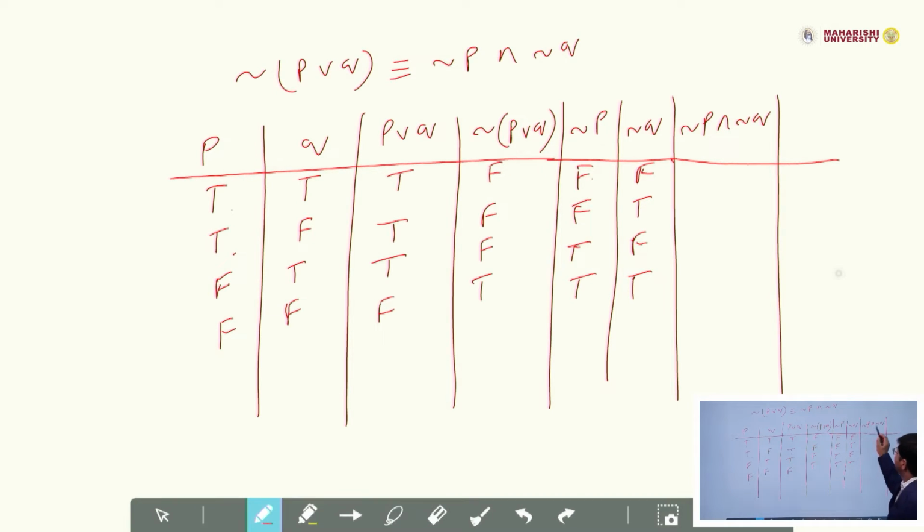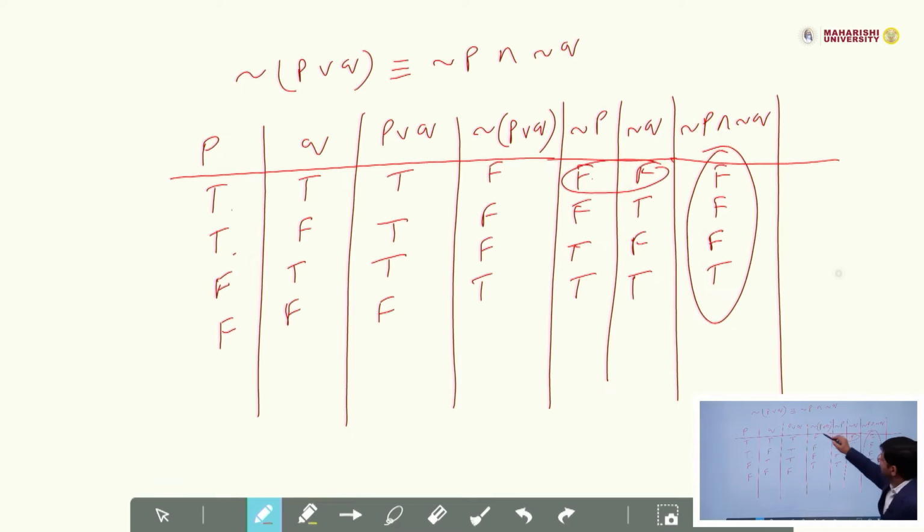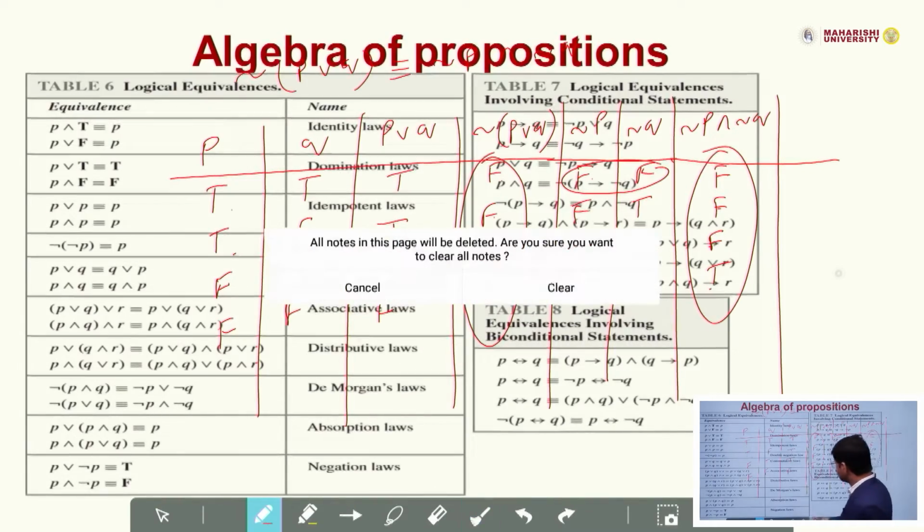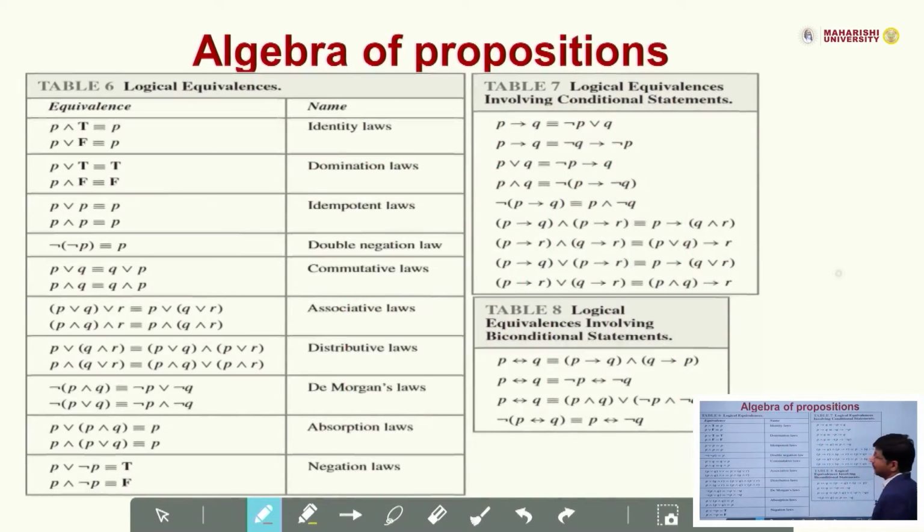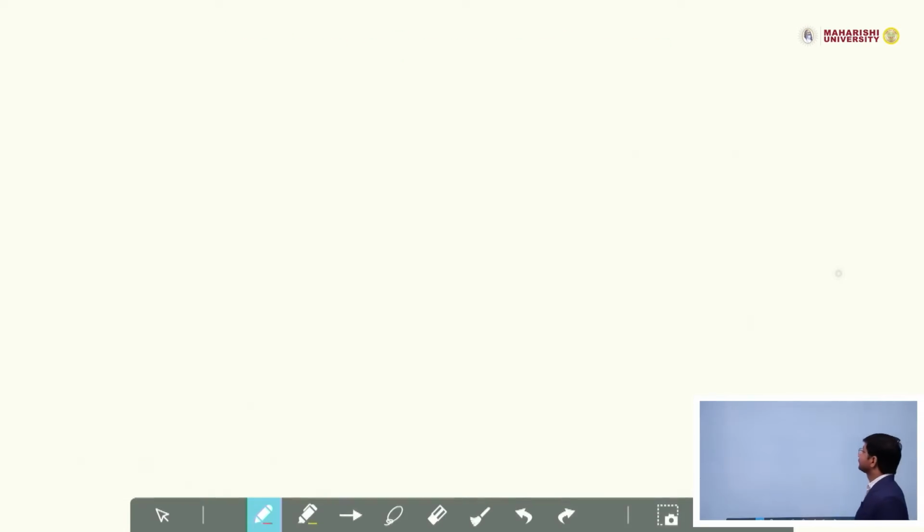Now, AND operation. Both are false, the result is false, again false, and then true. Now, see the result: false, false, false, and true, right? So we can prove all the identities which were stated previously by truth table.